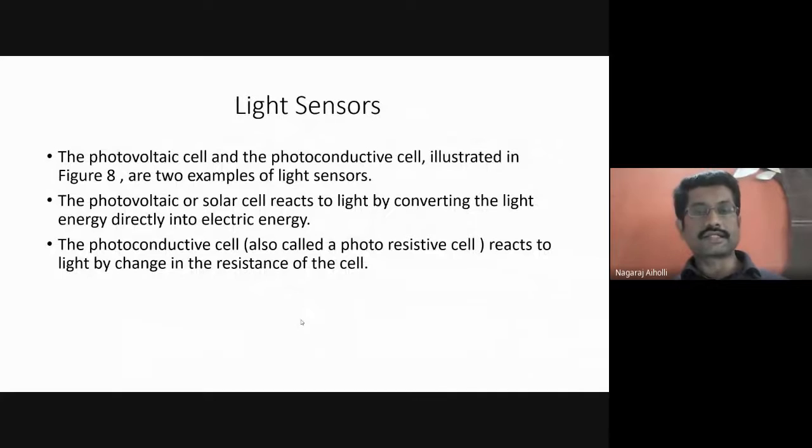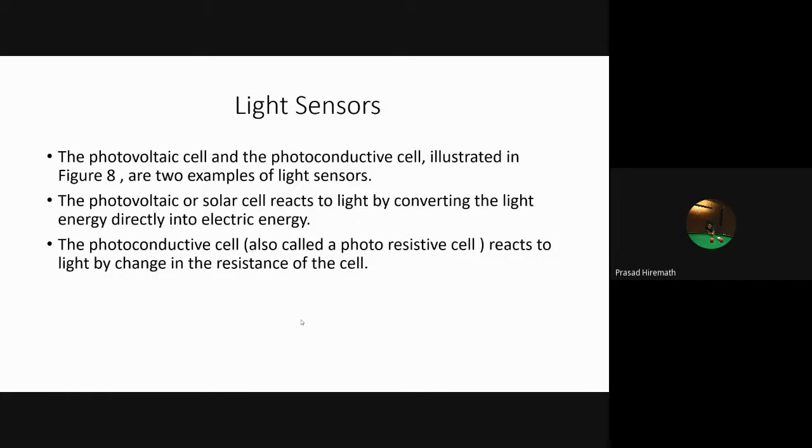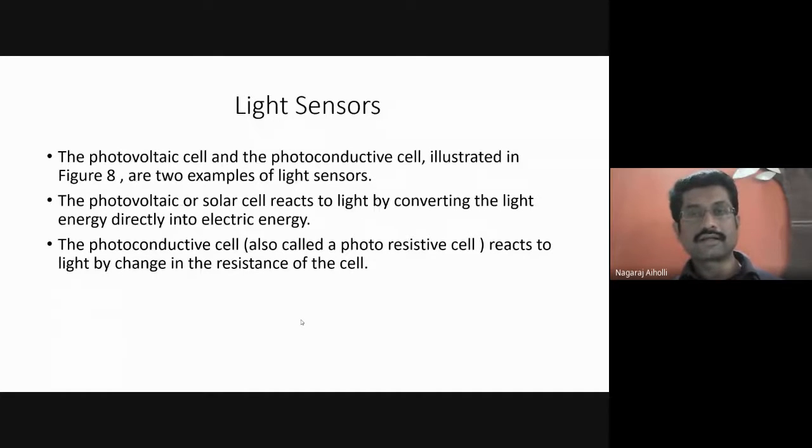Next is the light sensors. Which light sensor have we already come across in module 1? Do you remember any light sensor in module 1? Photodiode, very good. Phototransistor, yes or no? In which topic did we come across this? Can you recollect your test question, the higher test question? In which topic do we come across this phototransistor?